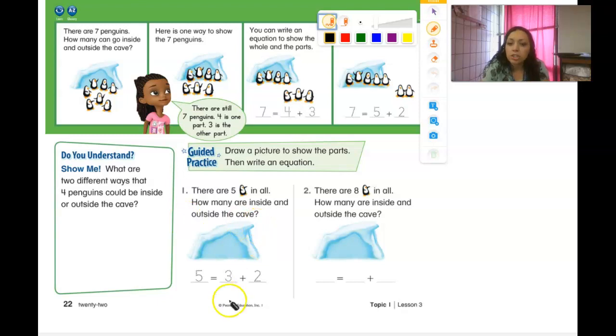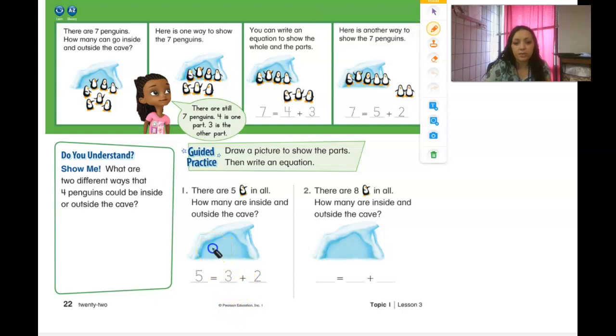So we're going to get to pick how we want to do that. There's not a set answer that you have to do. You get to pick which parts are in there. So this one they kind of already told us that there's 3. So I have 1, 2, 3 in one part and 2 on the outside to make 5. But the next one, we're going to see how we want to do it.